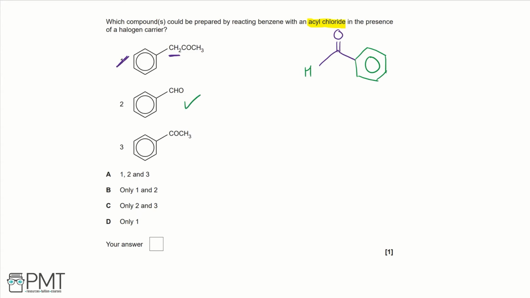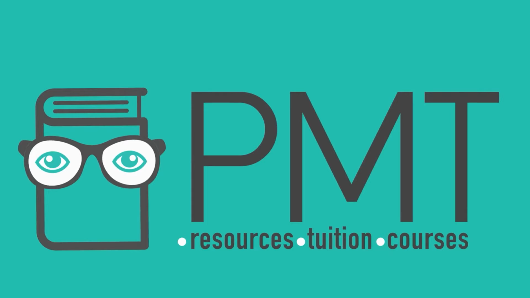So 2 is correct. Looking at 3, that would mean your R group in your acyl chloride is CH3. That is possible, that's still an acyl chloride, and you would form this in the presence of a halogen carrier with benzene. So 3 is also correct. Then we need to look at the option that says only 2 and 3, which is C. To get the mark for this question, you need to write C in the answer box provided.